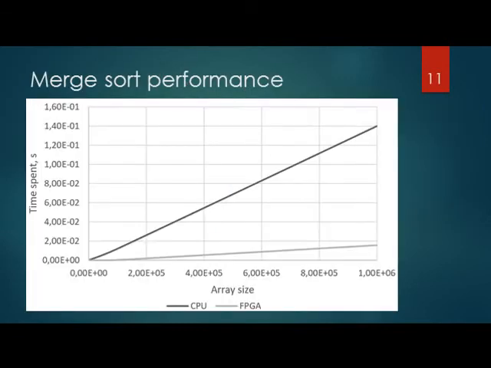There is the merge sort performance graphic. The main result is better performance for FPGA than CPU. Also, it is the fastest algorithm of the chosen ones. It needs less than 0.02 seconds to sort an array with 1 million integer values. But the cost for this result is a huge RAM usage.